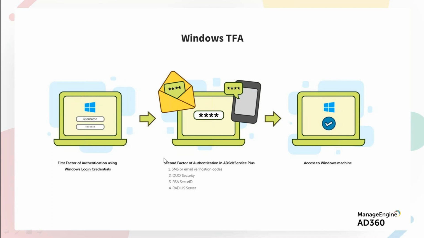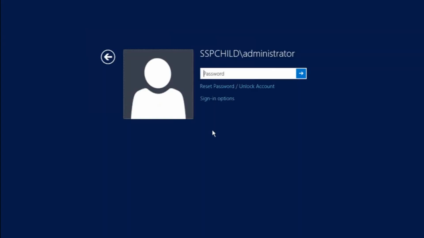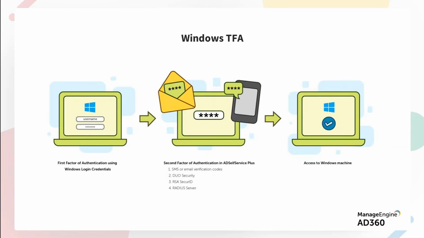So here you go. The flow diagram tells you the first factor of authentication is obviously the username and password. The second factor of authentication is the one that you've configured for them. It could be anything ranging from a simple OTP, to an email that they receive, or other factors like Duo, RSA, and RADIUS. All right. And finally, if they got it right, they'd be able to access their Windows machine.